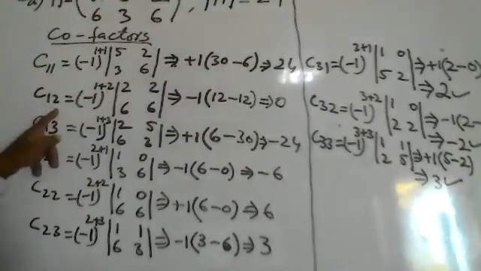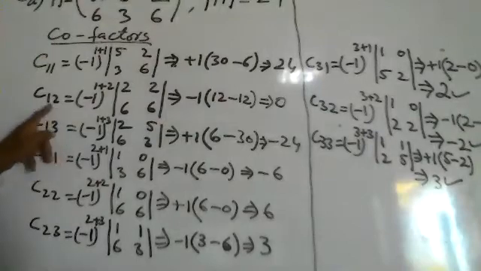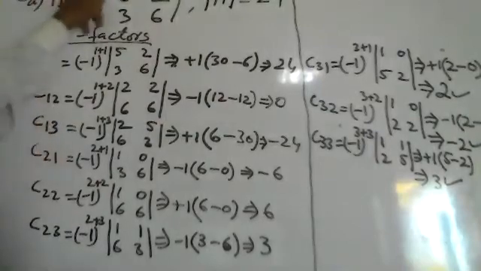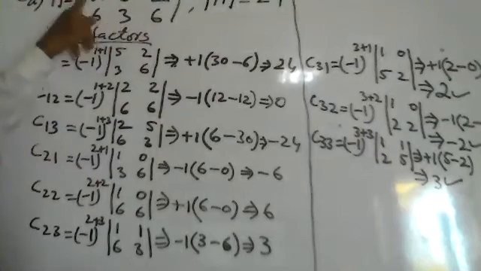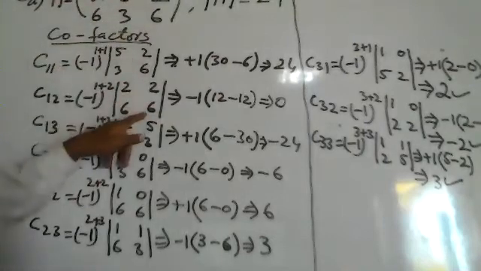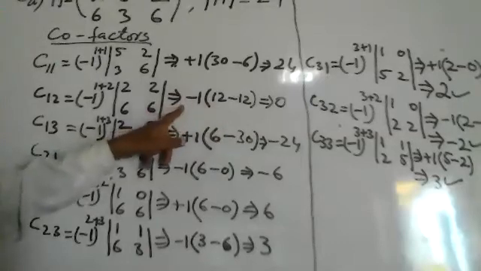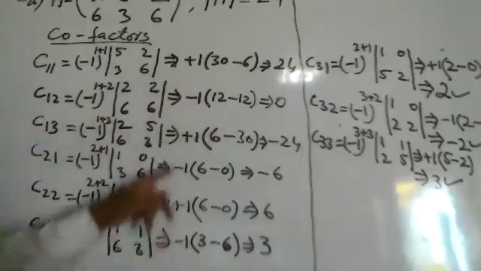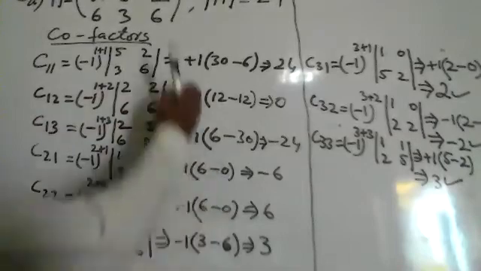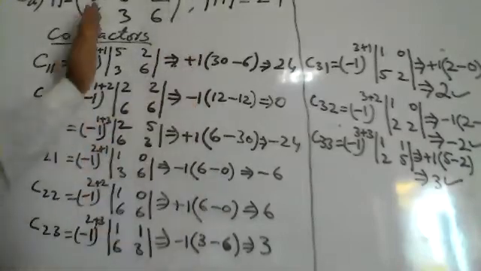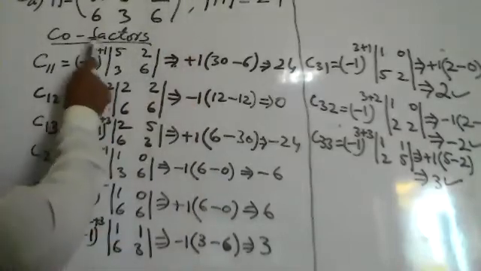Then C12: leave the first row in the second column, the remaining numbers are 2, 2, 6, 6. Make the determinant and multiply with minus 1. C13 plus 1 and so on. We are multiplying this one with minus 1 raised to power i plus j.